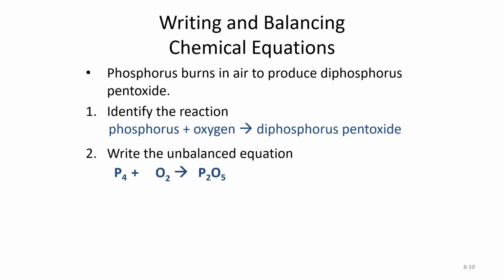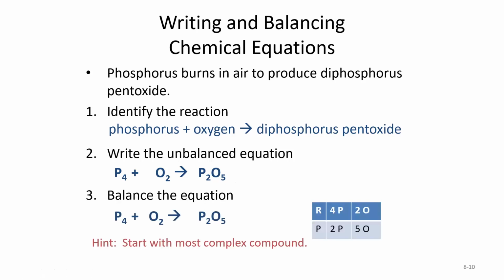That is not something that you will have to have memorized for this class. If there's something like that, I will definitely provide that to you. What you should know is the diatomic ones, because those ones were presented multiple times in the course. So we have P4 plus O2 yields P2O5. So now we want to balance the equation.